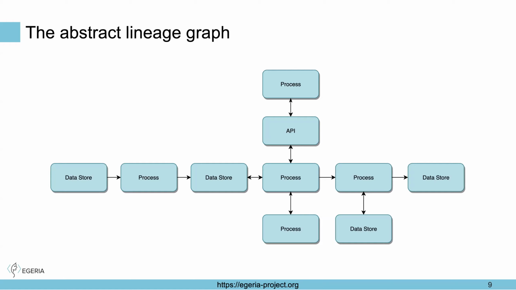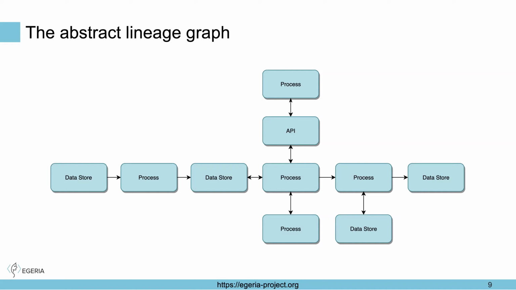So in Egeria, what we're doing is we link all those graphs together, and actually, when you think about it, what we're getting are metadata elements that talk about assets like data stores, assets like processes, assets like APIs. What effectively you're seeing is data store, process. And there are a few differences in that, but you can see basically the storing of data and the processing and moving of data through the processes. So this is what we mean by a lineage graph.